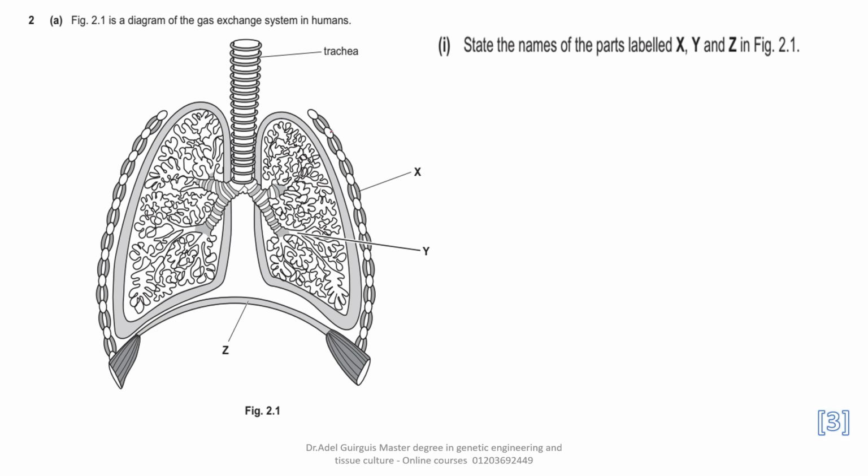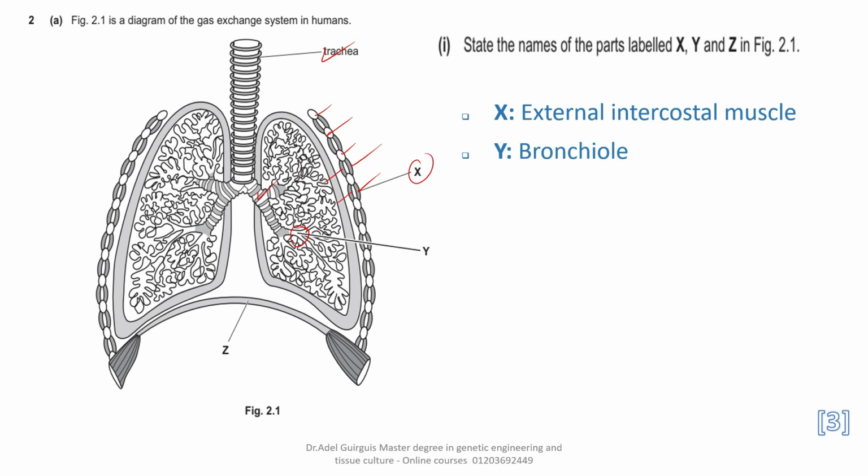Here, rib. Between ribs, there are two sets of muscles, external and internal. Here, external intercostal muscle for X. For Y, this is the trachea, this is the bronchus, this tiny one is the bronchiole, so Y is bronchiole. What about the flat sheet of muscle? It is called the diaphragm.